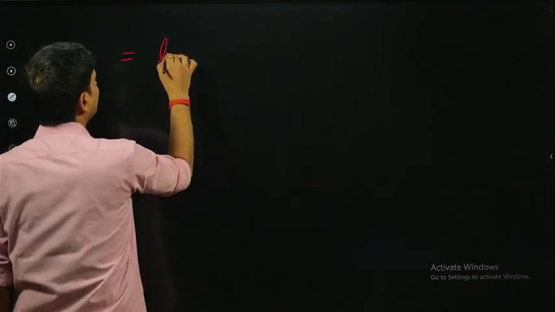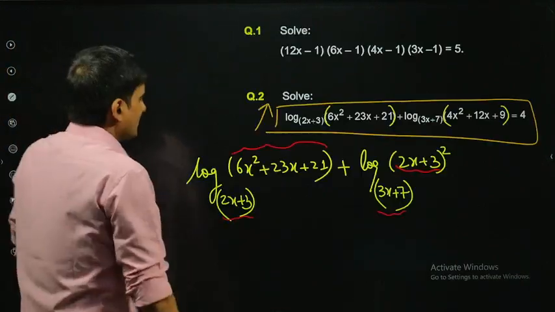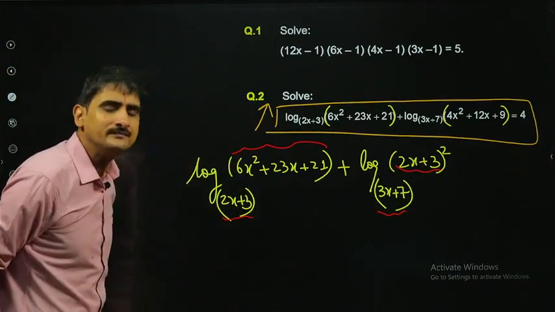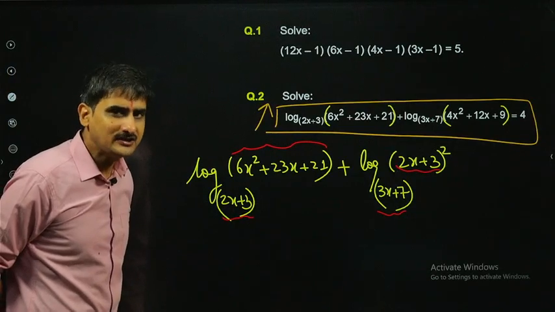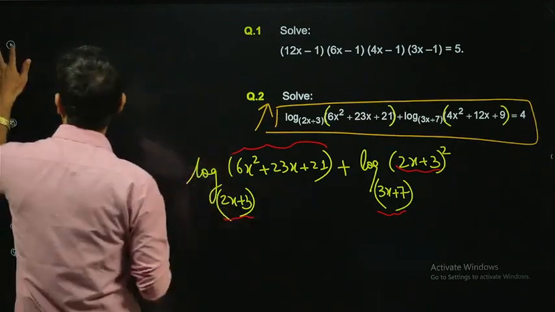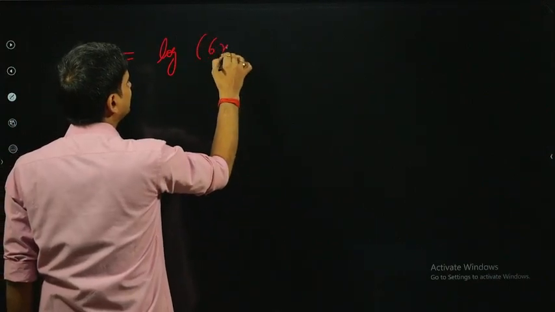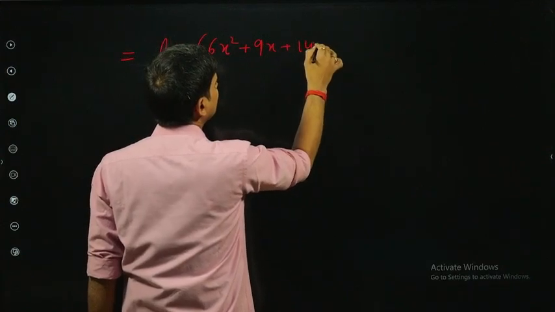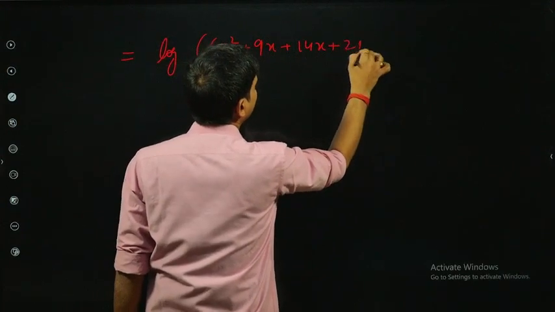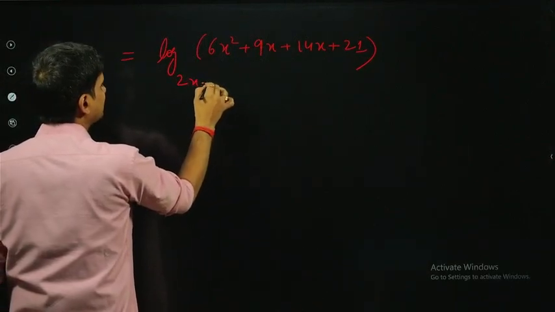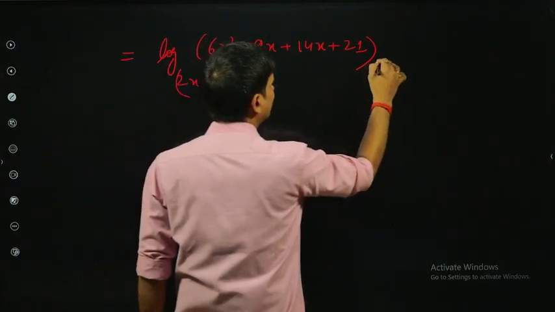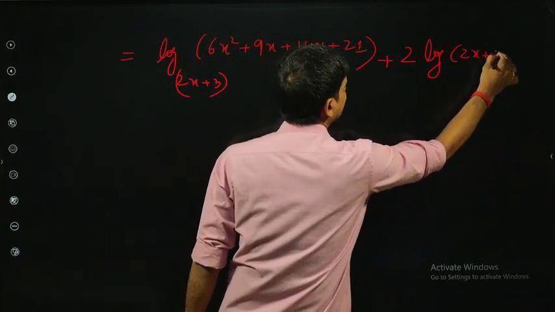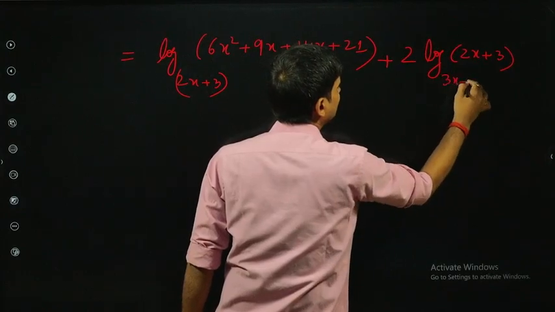So this is log of, 6 into 21, so 7, 3, 3, 2. So 14 into 9, 23. Okay, yeah. So 14 into 9. So it's 6x square plus 9x plus 14x plus 21 to the base 2x plus 3. And using property of log, I can write 2 times log of 2x plus 3 to the base 3x plus 7.